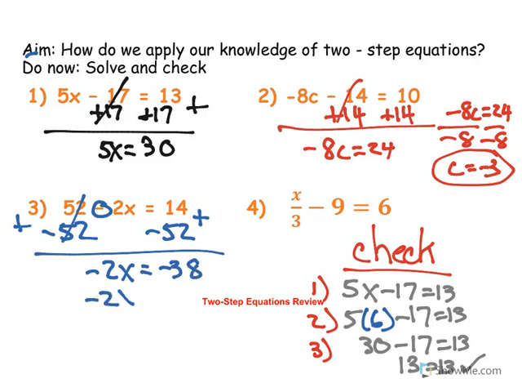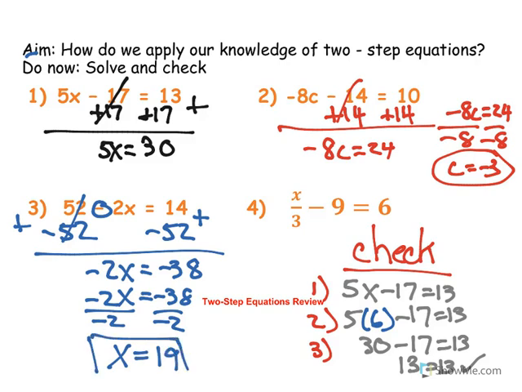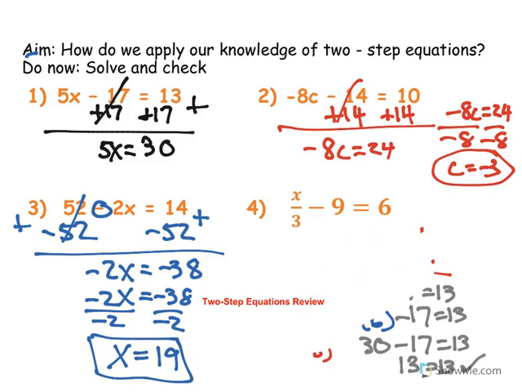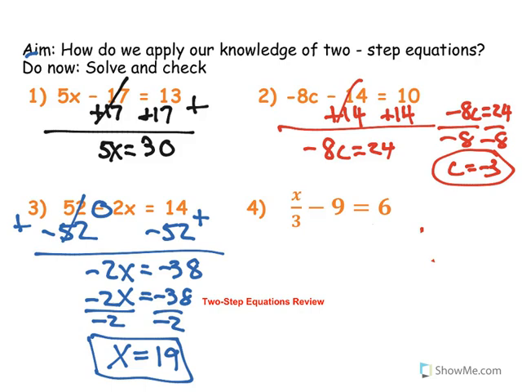And again, I prefer to rewrite my one-step equation. I divide both sides by negative 2. I should end up with x is equal to 19. And if I check it, when I substitute 19 for x, I get 2 times 19 is 38, and 52 minus 38 is 14. And the last one is just the first step is going to be essentially the same.